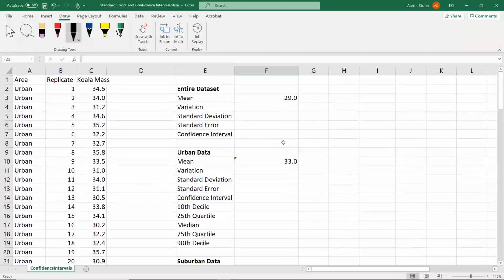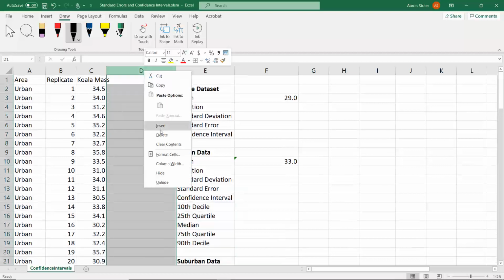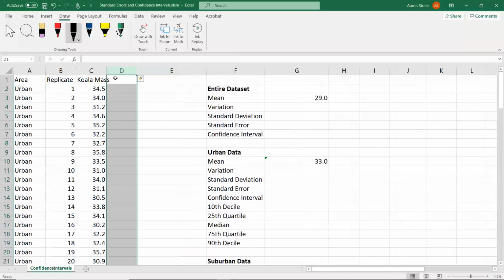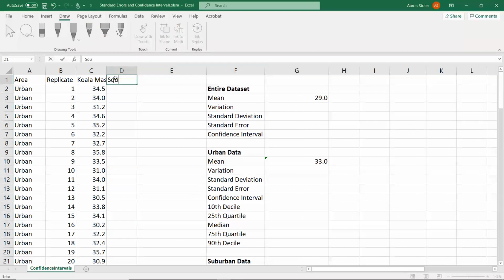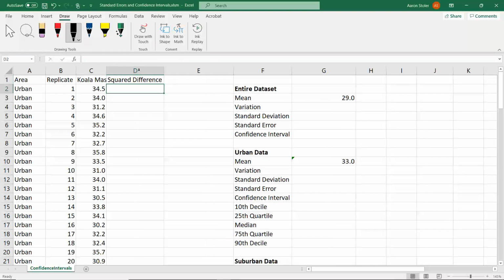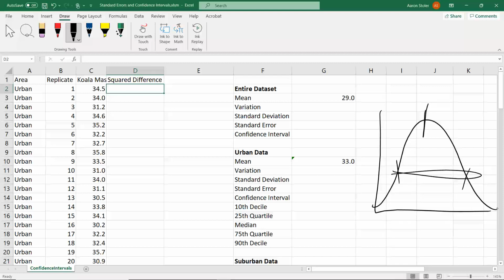Well, now we can go ahead and calculate our variation. And as you recall, to calculate our variation, which is the average sum of squares, we need to first calculate the sum of squares, or the square differences. So what we're going to do is first calculate the square difference for the total data set. To do that, we have our entire data set mean. So we can say equals 34.5 minus the grand mean, which is 29.0. And don't forget to square it because we're squaring these differences.